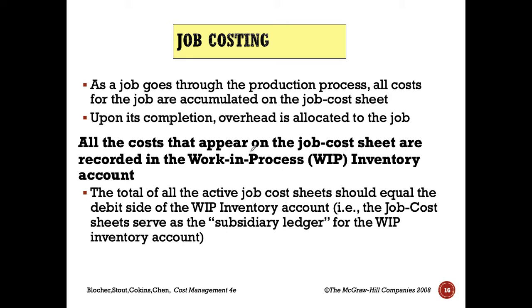All the costs that appear on the job cost sheet are recorded in the WIP, or work in process, inventory account. The total of all the active job cost sheets should equal the debit side of the WIP inventory account. In effect, the job cost sheet serves as the subsidiary ledger for the WIP inventory account.